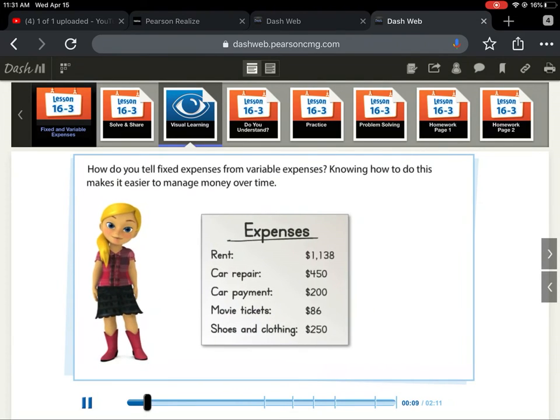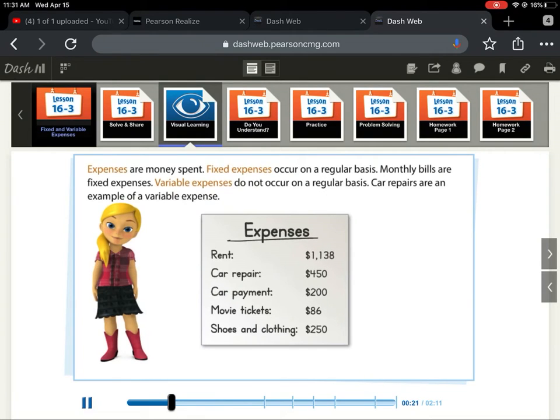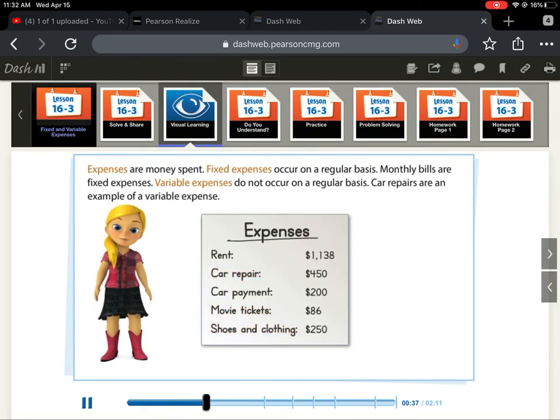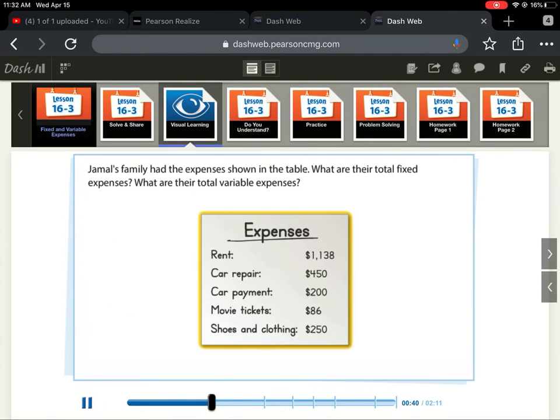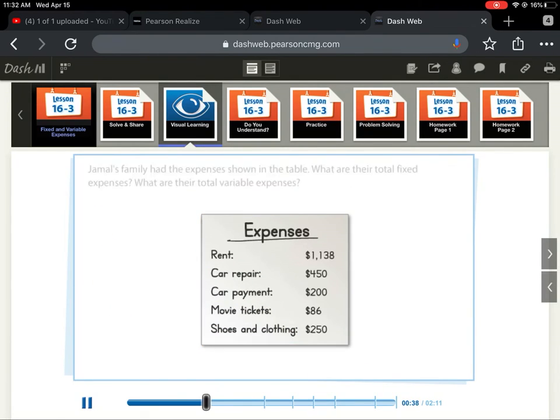How do you tell fixed expenses from variable expenses? Knowing how to do this makes it easier to manage money over time. Expenses are money spent. Fixed expenses occur on a regular basis. Monthly bills are fixed expenses. Variable expenses do not occur on a regular basis. Car repairs are an example of a variable expense. Jamal's family had the expenses shown in the table.